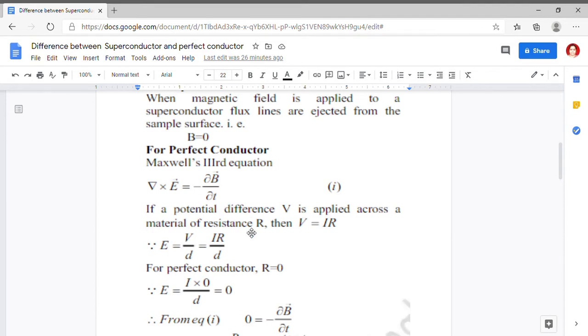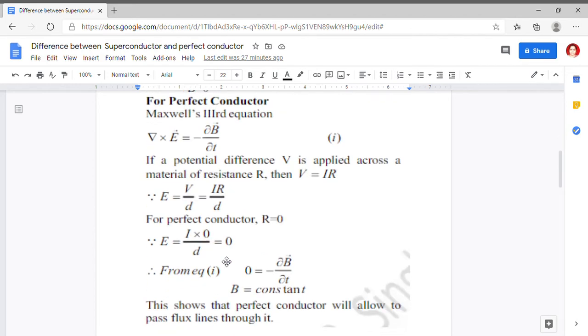Now I am taking my material, which is a perfect conductor, and applying a potential difference V. The resistance of the material is R. Then from Ohm's law, I have V equal to IR, where I is the current passing through the material. Now I know the relation of electric field. Electric field E is V upon d. V can be expressed as IR. So E will be equal to IR upon d.